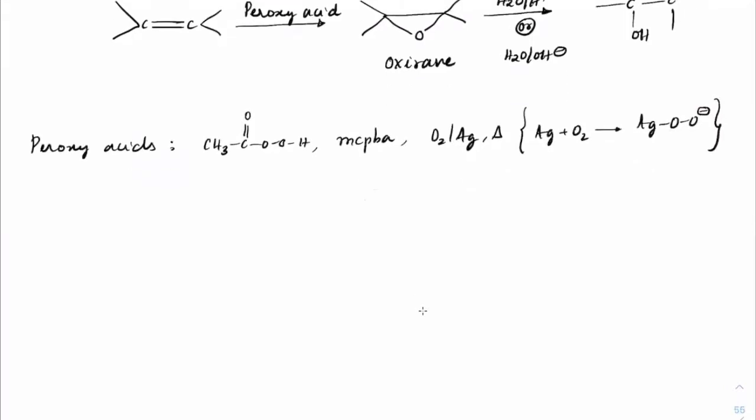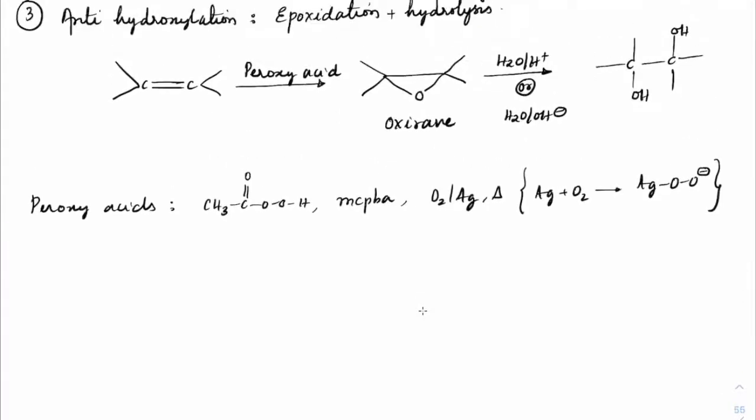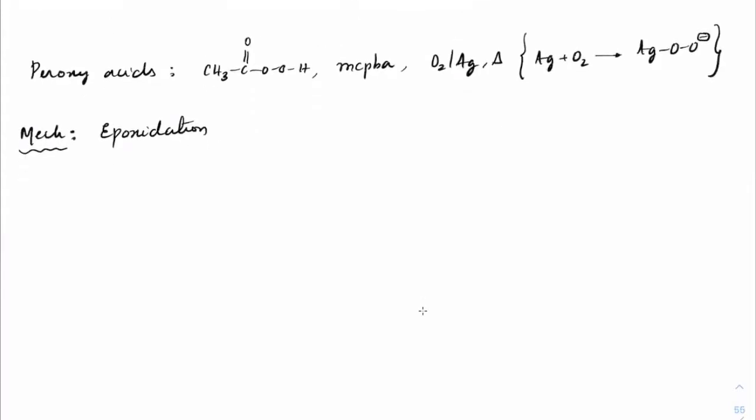All of this would give you trans addition. Eventually it will give you a trans addition product. Let's see how the mechanism proceeds here. First step of the mechanism is how the epoxidation happens. Epoxidation steps. So in case we have a double bond this way, and O and H with oxygen, C double bond O, and any R group here. So this is the peroxy acid form.